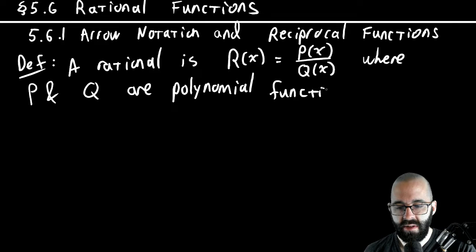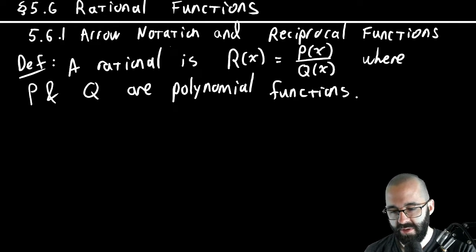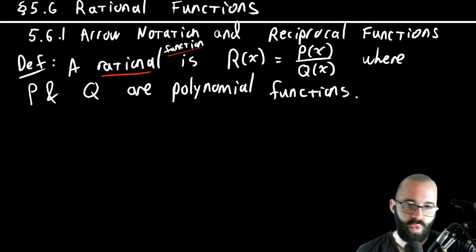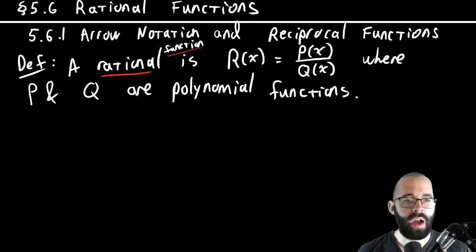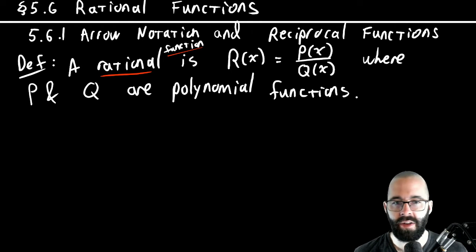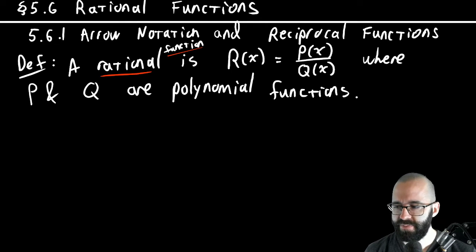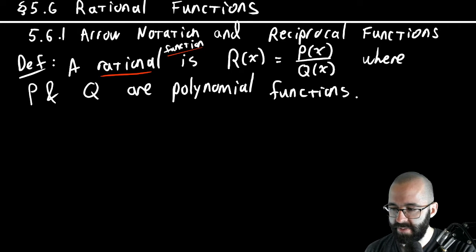Or in other words, all a rational function is just one polynomial divided by another polynomial. That's all that definition means. Rational function, polynomial divided by another polynomial. And they can be in different forms, but that's what they all boil down to. Okay, and so specifically today we're going to talk a little bit about arrow notation and reciprocal functions, which are a special kind of polynomials.